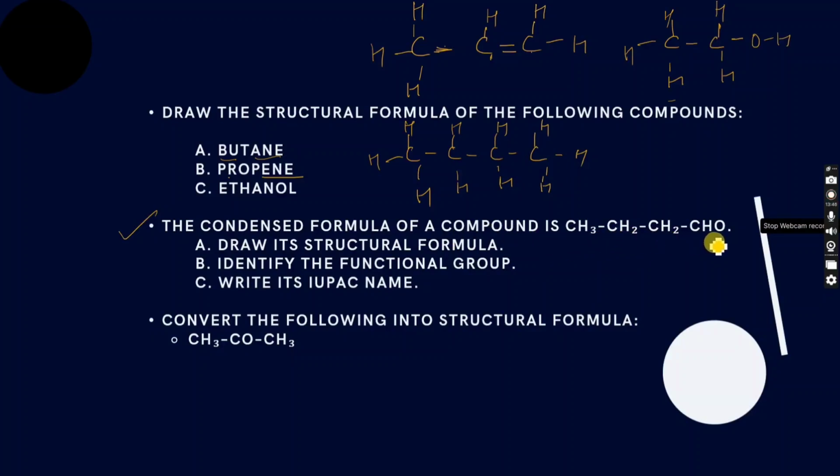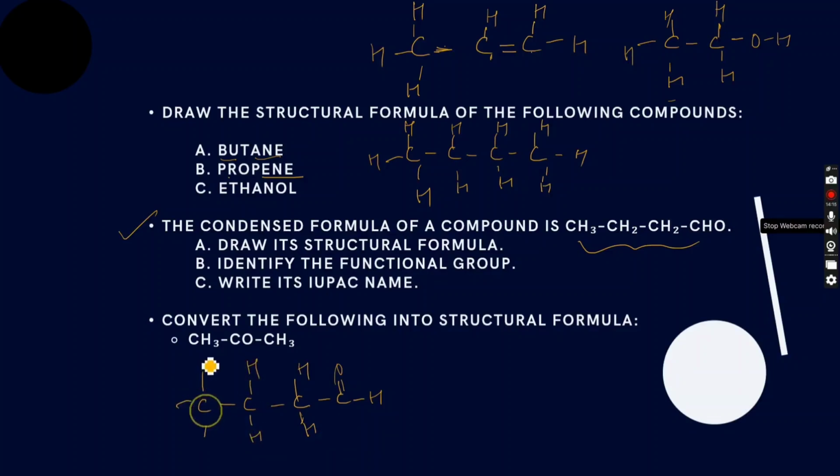Here you see an aldehyde group, and 3 carbons are there. So straight away draw the 3 carbons and then the aldehyde group. CHO, so C double bond O and H. Then the remaining ones we'll put as hydrogen: 1 up, 1 down, and then the remaining 3 for the last carbon. So this is the structural formula for this compound.